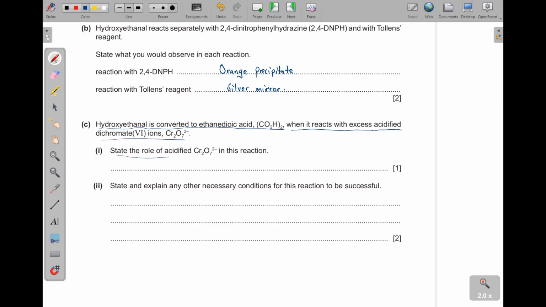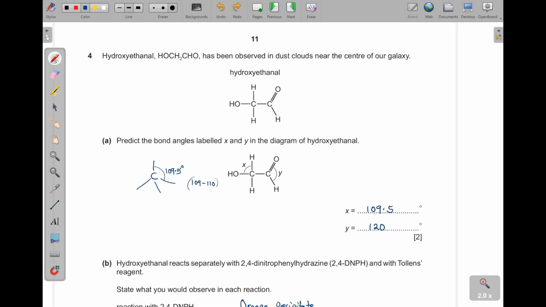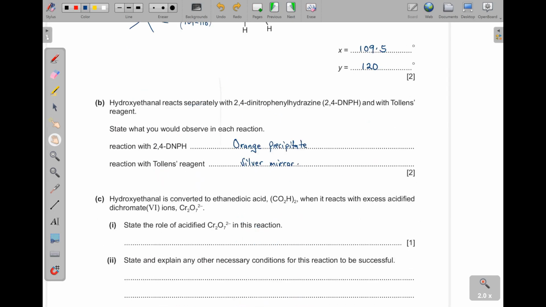Then next, part C. Hydroxyethanol is converted to ethanoic acid when it reacts with excess acidified dichromate(VI) ions. State the role of acidified dichromate. Of course, this is an oxidizing agent. Why is it an oxidizing agent? It is a strong oxidizing agent, so it oxidizes a primary alcohol, because this is CH2OH, a primary alcohol, to a carboxylic acid, and the aldehyde here to a carboxylic acid. The alcohol is first taken to an aldehyde, then oxidized further to a carboxylic acid.